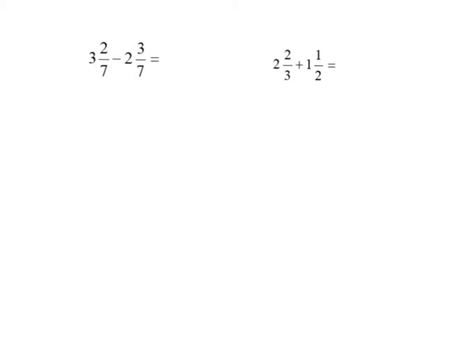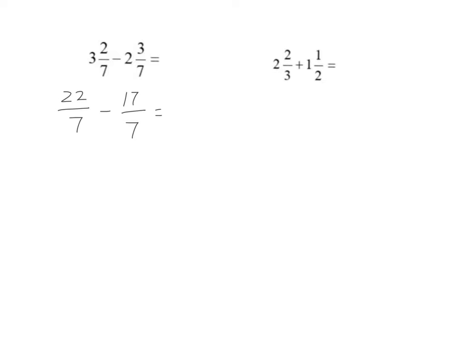And since in algebra we're a big fan of improper fractions instead of mixed numbers, let's do it a little different. Let's rewrite these as an improper fraction. So 7 times 3 is 21. Add 2 more is 22. So I've got 22 over 7. And I'm going to subtract 7 times 2 is 14. Add 3 more for 17. There's my two improper fractions.